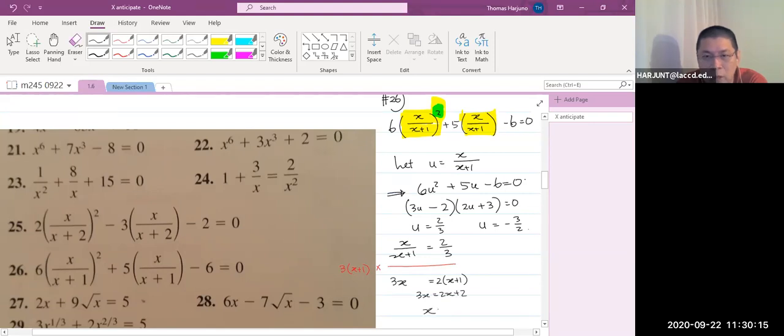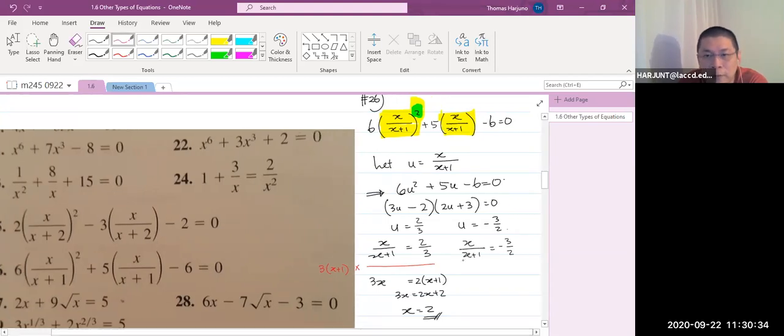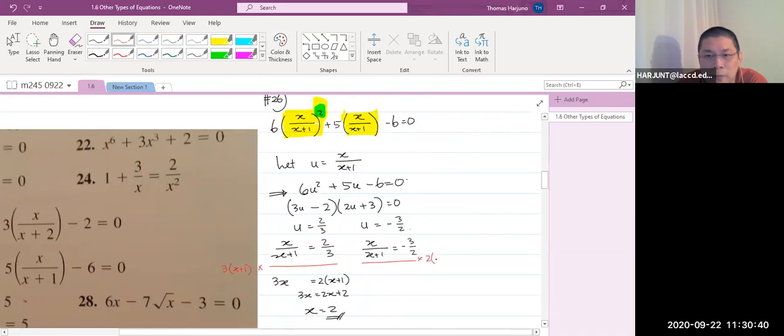So x equals 2, as we expected earlier. Now likewise, I will do the same down here. x over x plus 1 equals negative 3 over 2. Multiply by the LCD, 2 times x plus 1.